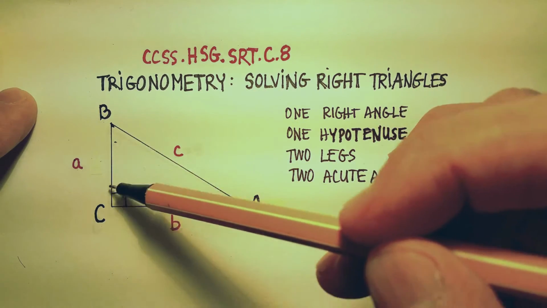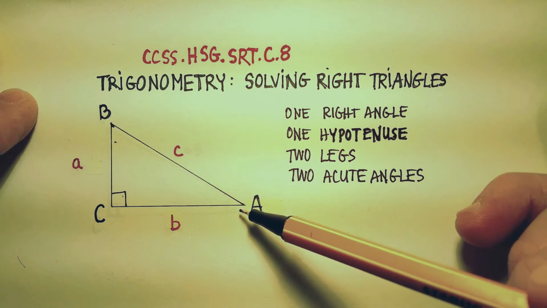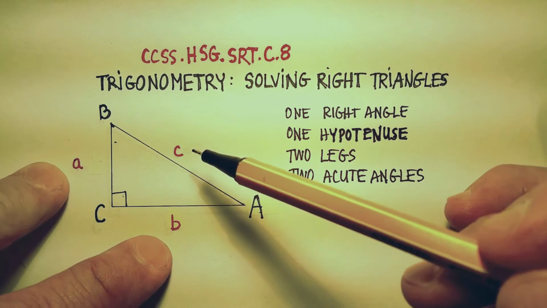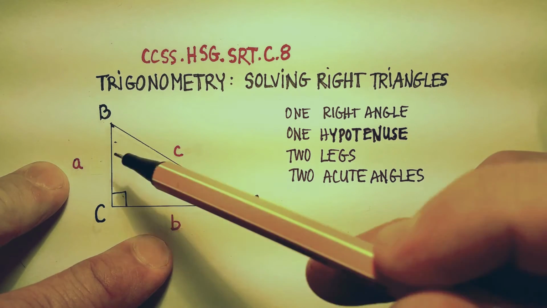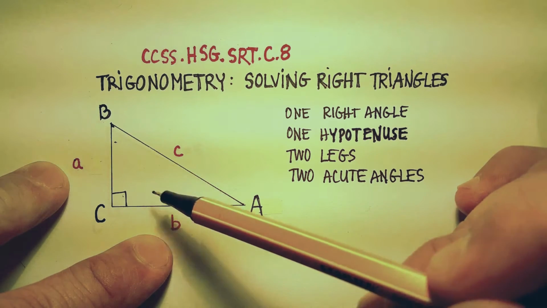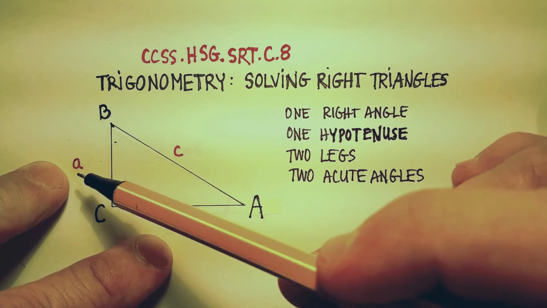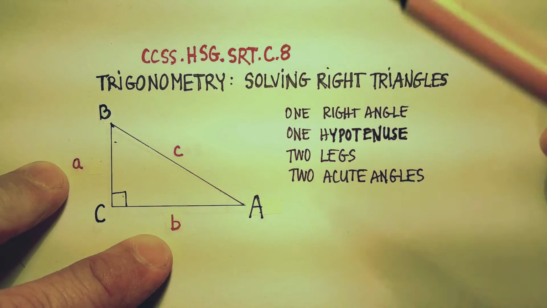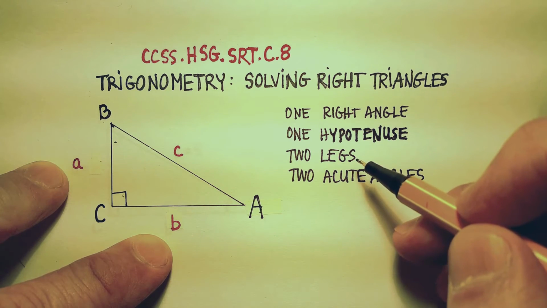Then you have something called legs. The legs are the 2 other sides of the right triangle that are not the hypotenuse. Sometimes these are exactly the same size, and most of the time they're not. So that's why I've designated them as 2 different letters here. So we're going to call those 2 legs.